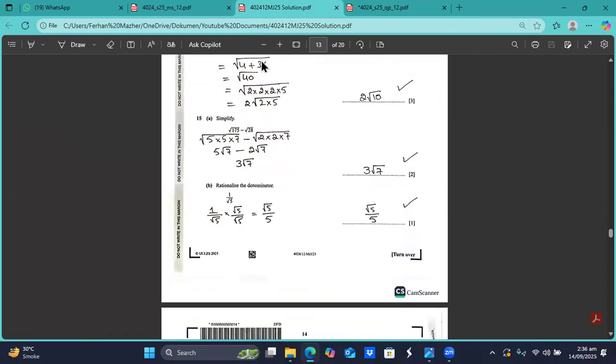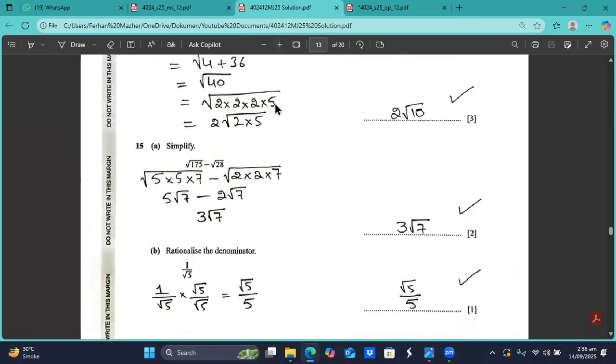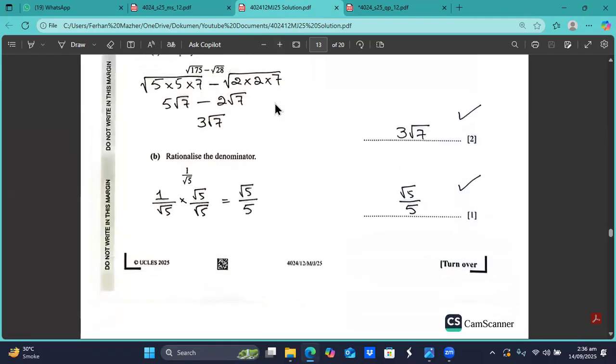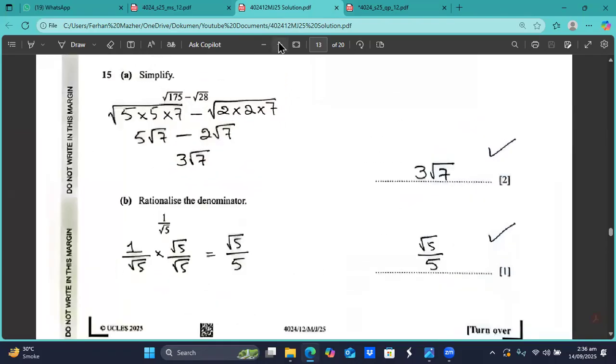Okay, question number 15. I was trying to show you. So this is the whole of question number 15 showing up on your screen. I hope this is clear to you.